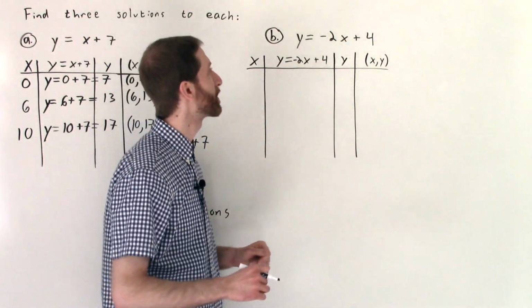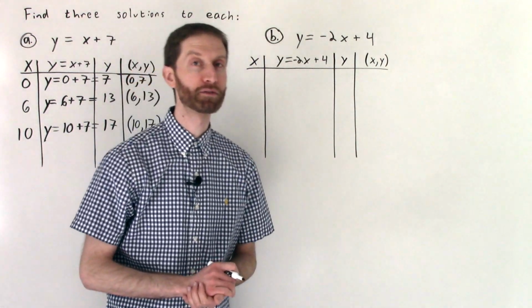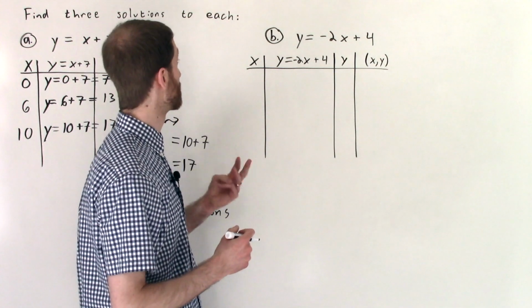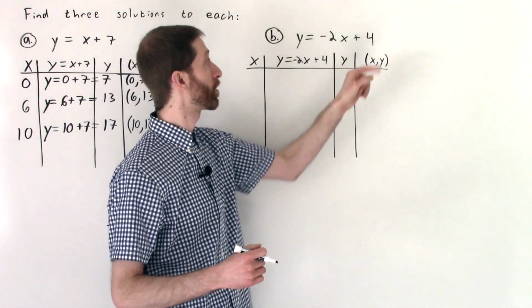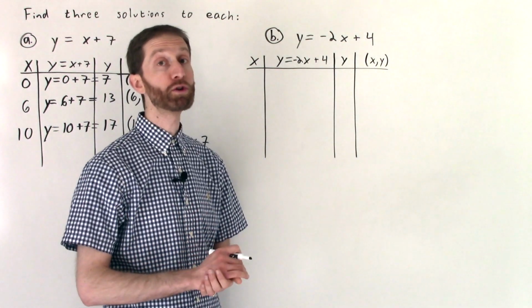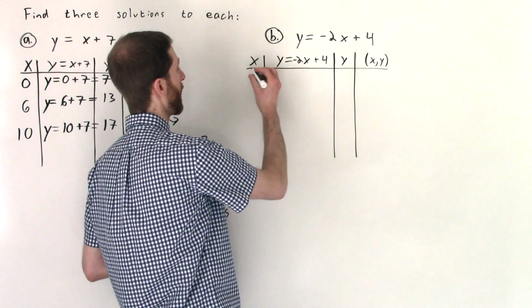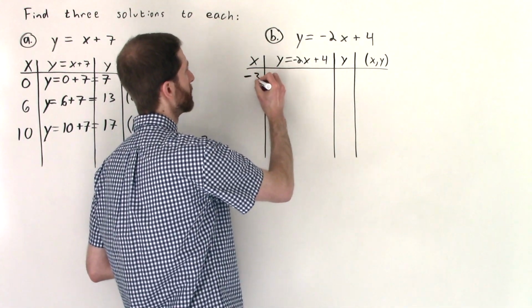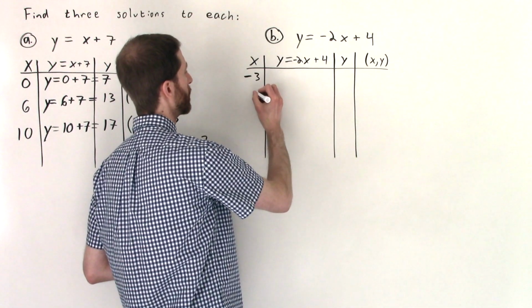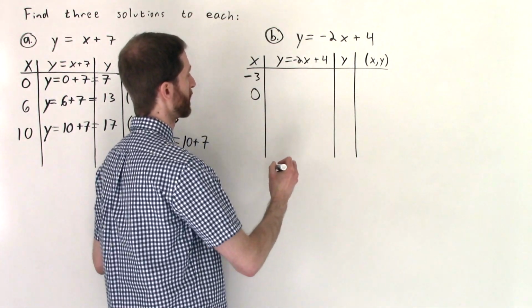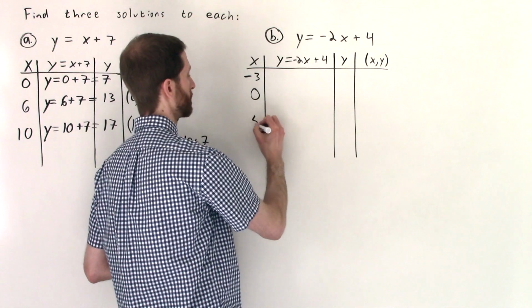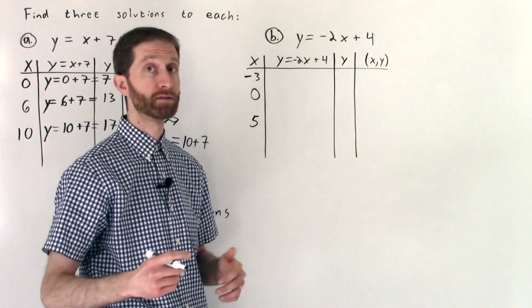Let's do this. So I've got y equals -2x plus 4. We are going to again find three solutions to this linear equation. I'm going to pick three random x values. I'm going to start with a negative value. Let's do -3. And then I'll pick 0 again. That's always a nice number to plug in. And then I'll pick 5. Again, three random x values that we can plug in.